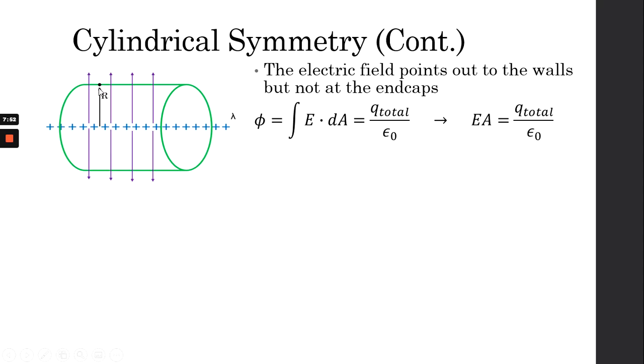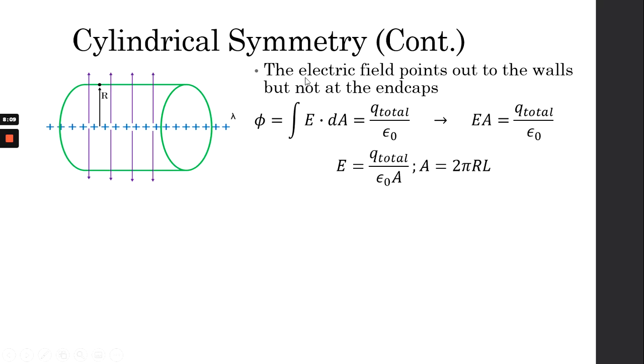If we want to measure the electric field at this point, we can now use this equation. How are we going to do that? So first, we have to divide both sides by A. That's what we did here. And now we have to find the area of the cylinder. So what is the area of the cylinder?